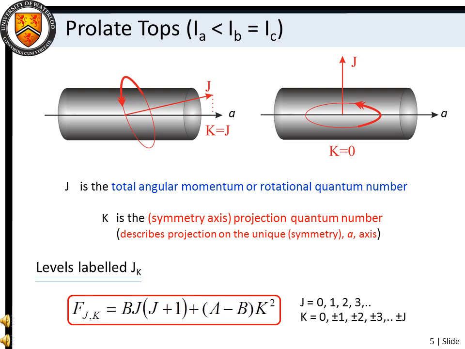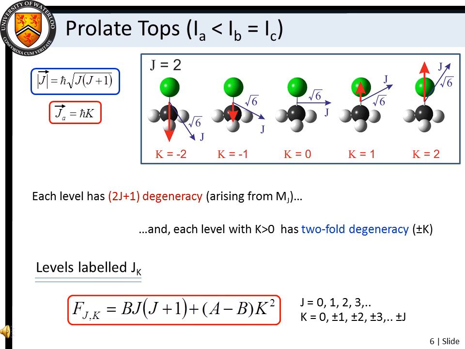Since two quantum numbers are required to describe the rotational motion of a symmetric top, rotational energy levels are labeled with the J value and a subscript K value. We also find that the J and K quantum numbers arise in the energy level expression for symmetric tops. As usual, J can take any positive value, or 0. K, on the other hand, must take values that are integer steps in the range from J to negative J. As usual, each level has a 2J plus 1 degeneracy under field-free conditions arising from the M_J spatial projections. We also find that each level with K greater than 0 has a twofold degeneracy.